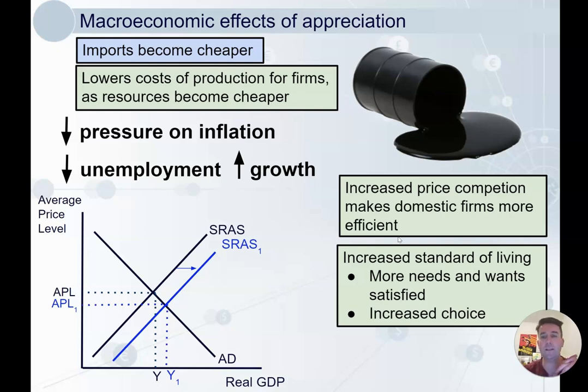What it also does is that price competition makes domestic firms more efficient because they have to compete more heavily to survive. So they've got to get those efficiencies, and it also increases our standard of living. So we can buy more imports, and that means we can better satisfy some of our needs and wants. And we've got greater choice about how to satisfy them as well.